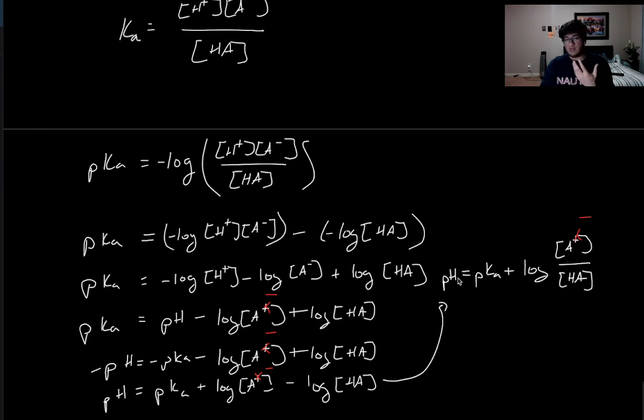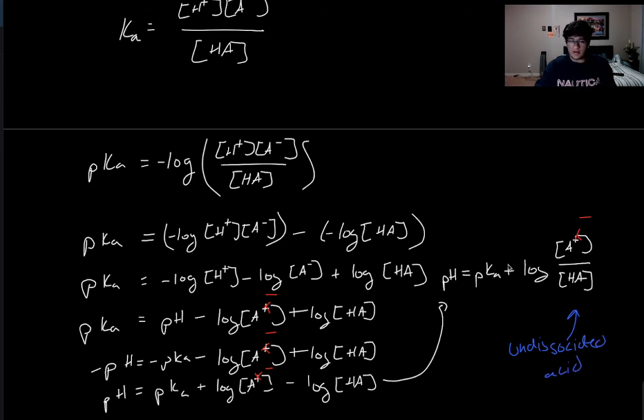The pKa is always going to be the same for a certain acid equilibrium. And we're going to add it to the log term, which is where you see more variability, and that's where the beauty of the equation comes. You can use this for any reaction you get. So A minus is the conjugate base in this case, and HA is the undissociated acid.